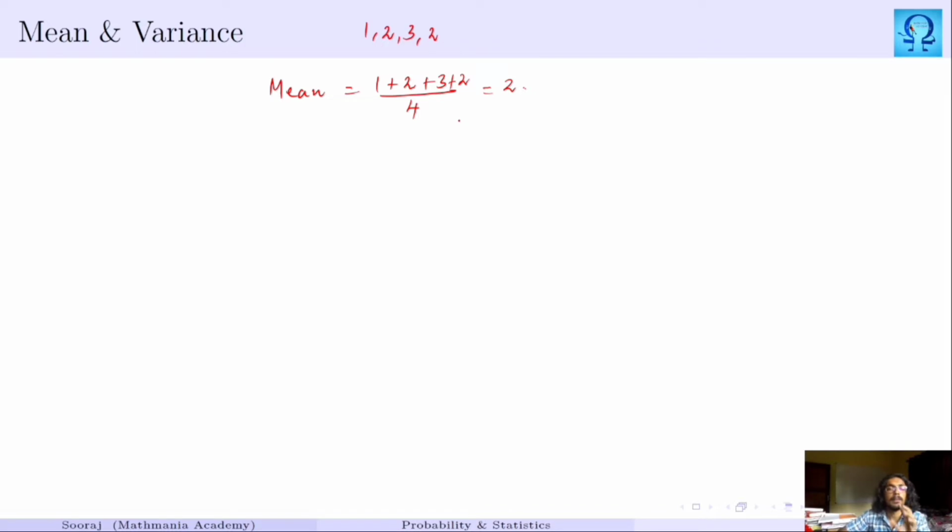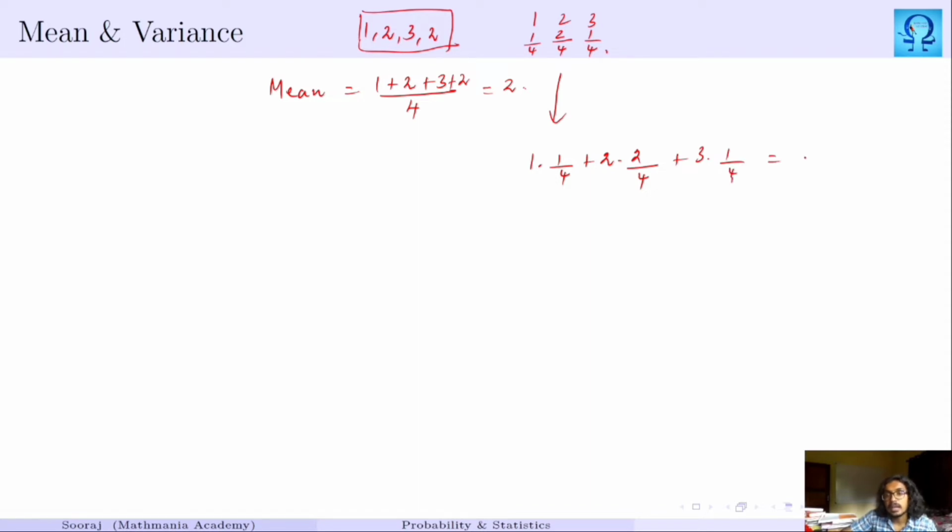But let me tell you something different from this. Here we have four values. Out of these four values, the chance for choosing 1 is 1 upon 4. The chance for choosing 2 is 2 upon 4. The chance for choosing 3 is 1 upon 4. Now it is 1 multiplied with 1 upon 4 plus 2 multiplied with 2 upon 4 plus 3 multiplied with 1 upon 4. It comes as simply 8 upon 4, which is 2. So actually this is what we are doing.